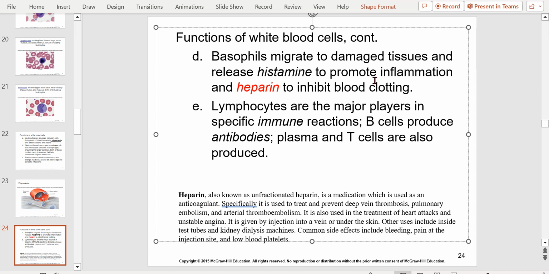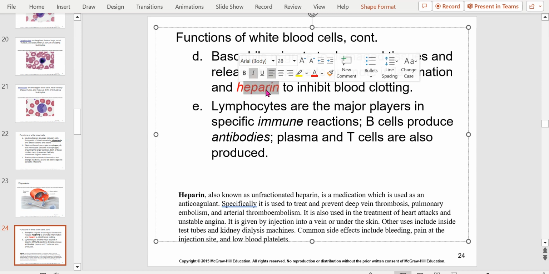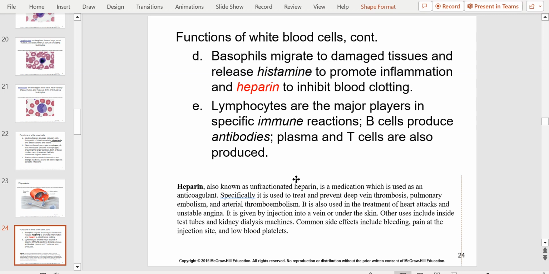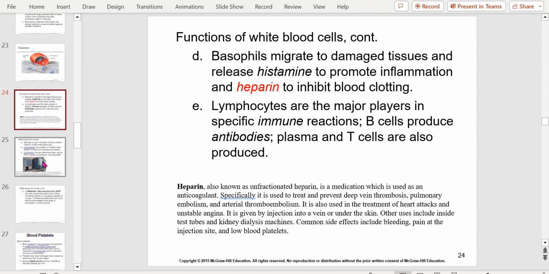But the trouble with this is that these people are very prone to bruising, and if they get a cut, a simple paper cut can be life-threatening, because they don't have any blood clotting agents to stop the blood from flowing out of that tiny little cut. Lymphocytes are the major players in specific immune reactions. B cells produce antibodies. Plasma and T cells are also produced. There's a nice bit of information on heparin. Rat poison. It gets into deep vein thrombosis, pulmonary embolisms, arterial thromboembolisms. Have a read. Very interesting stuff.